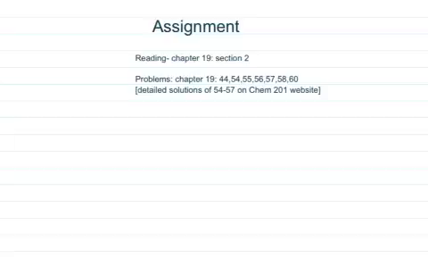It gives you great practice with a weak acid to strong base, strong acid to strong base, strong base to strong acid, and a weak base to a strong acid. So there are great problems for you to practice, and if you have any questions, please come seek help. So this is it for chapter 19.2.